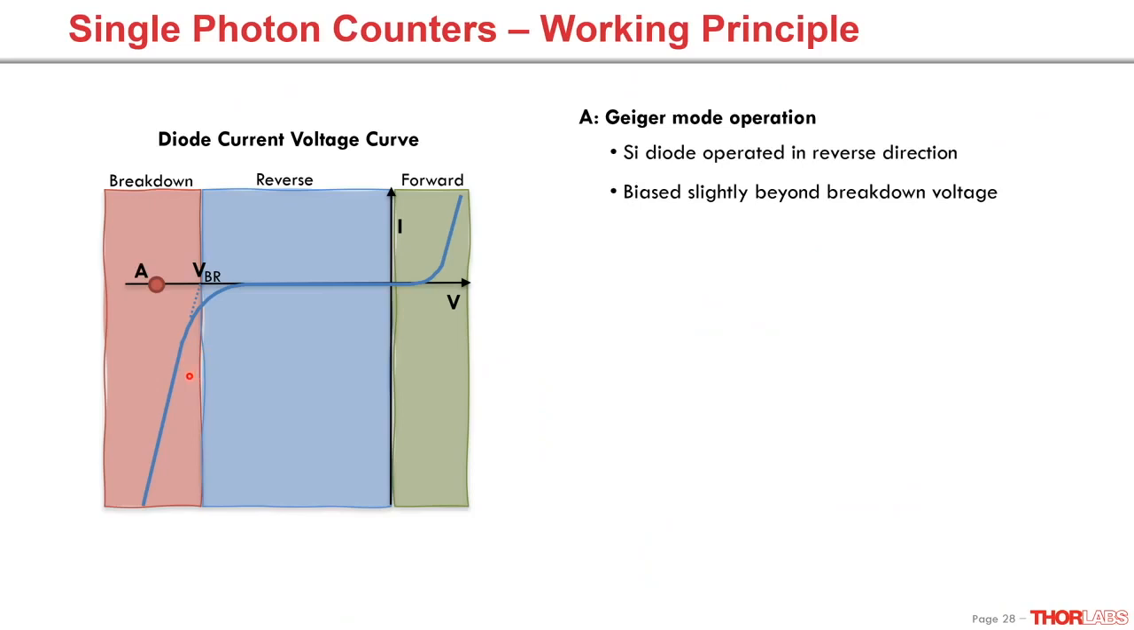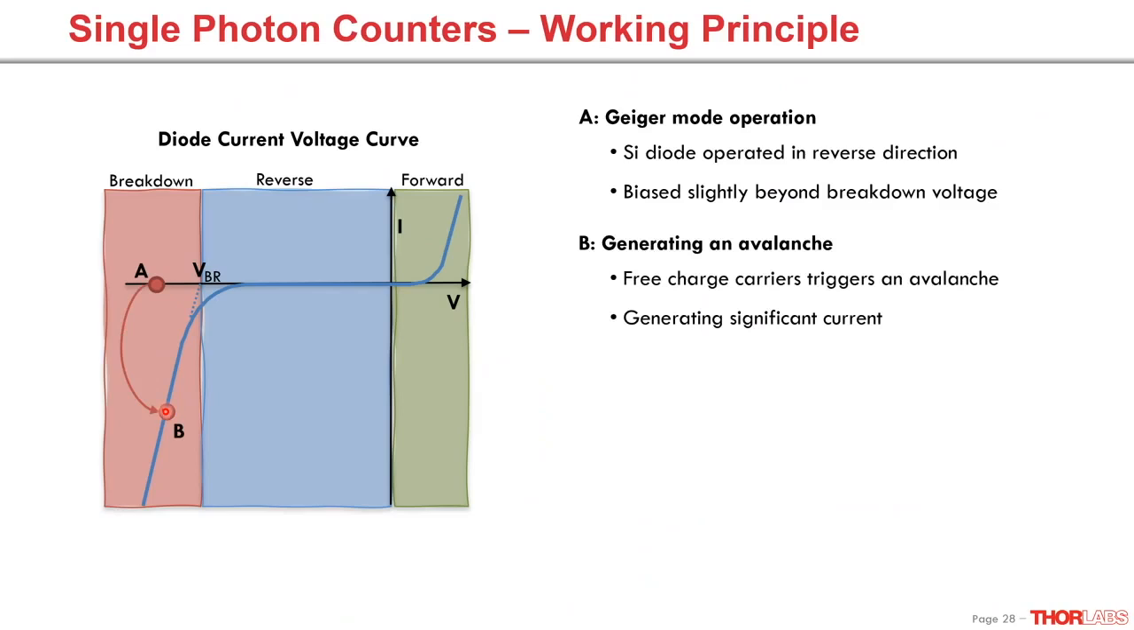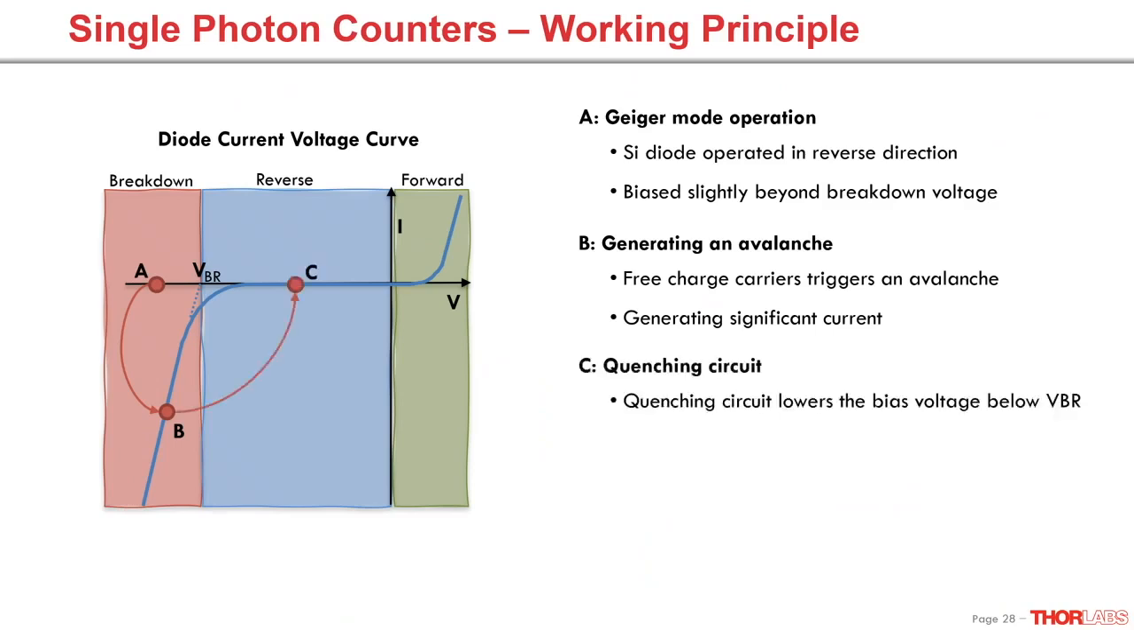Here the diode remains in a metastable state until, and this leads us directly to step B, a photon arrives and frees charge carriers that trigger an avalanche of electrons. Once the current pulse has been detected by the following electronics, we come to step C, where a quenching circuit lowers the bias voltage below the breakdown voltage.